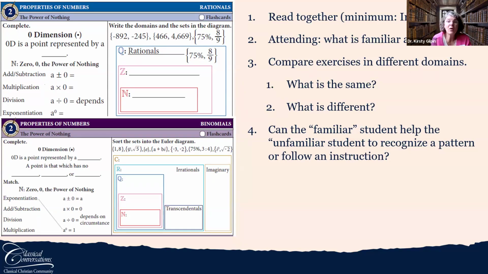At a minimum, I would say always read the instructions together, simply because it's very easy for both us and our students to just jump in without reading the instructions, and we start doing more than the exercise is actually asking for. So again, reading together is the place to start. Then we're going to practice attending, and I'm going to ask you what is familiar and what is unfamiliar. So go ahead and just use the chat and put some things in there. What are some things on these pages that are, say, one thing that's familiar and one thing that's unfamiliar? Or you can do one or the other.